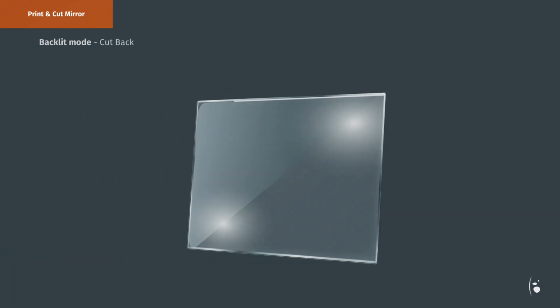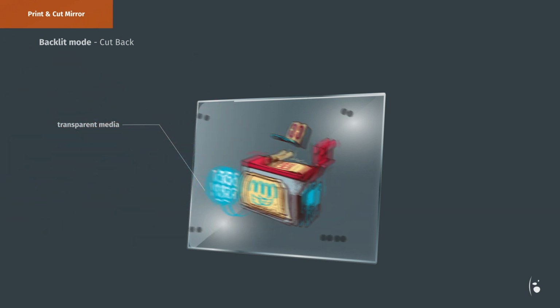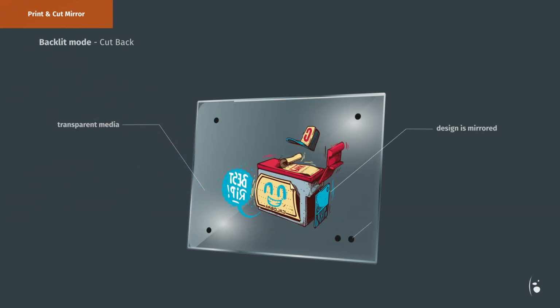Unlike the previous methods, the cutback method flips the design, not the registration marks. This allows the material to be cut from the back side, which is printed.